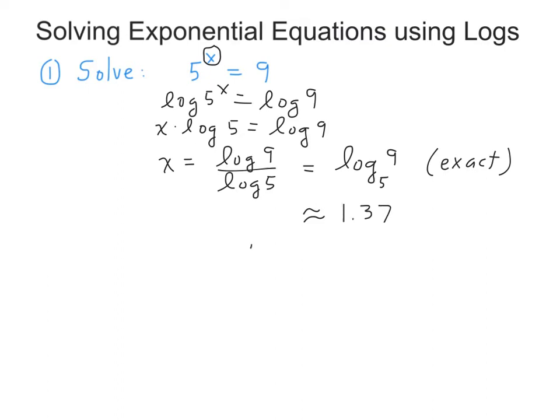1.37, and of course you'd have to enter it as log of 9 divided by the log of 5. So make sure that you are doing that in your calculator, making sure you get 1.37. Again, you're going to have to make sure that you close your parenthesis after the 9 when you're entering it. Okay?